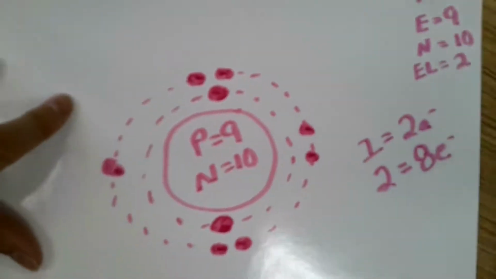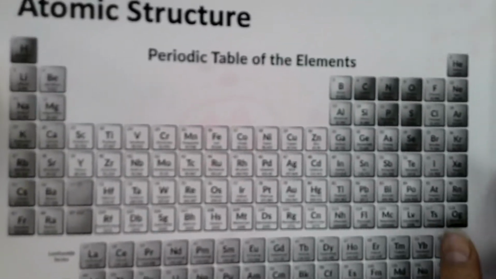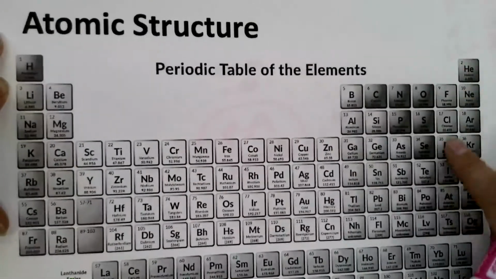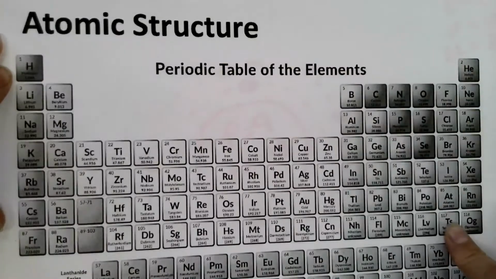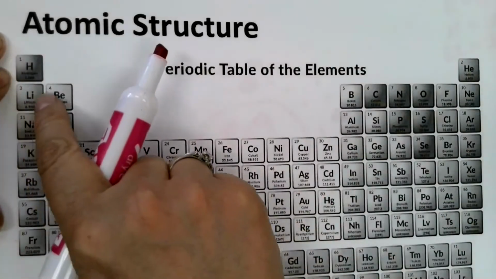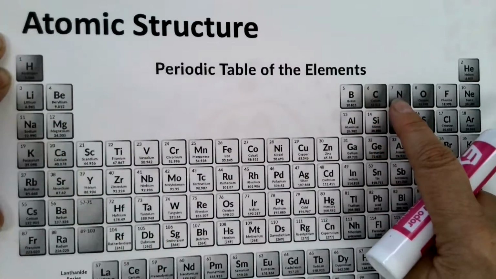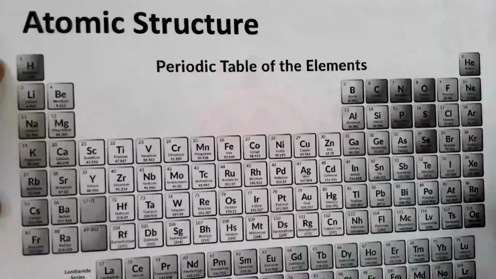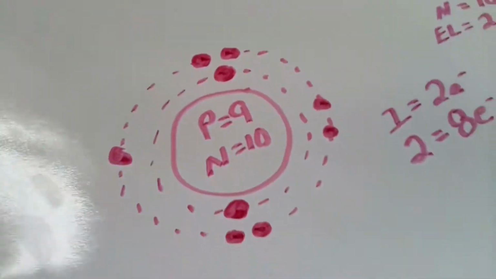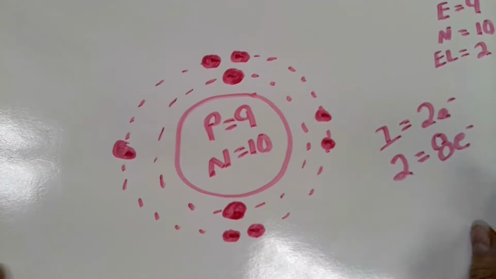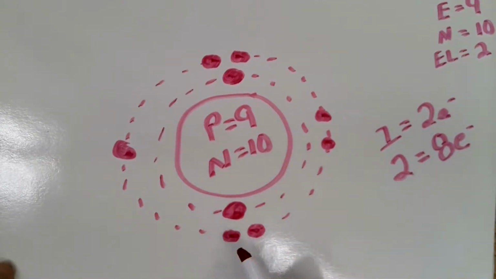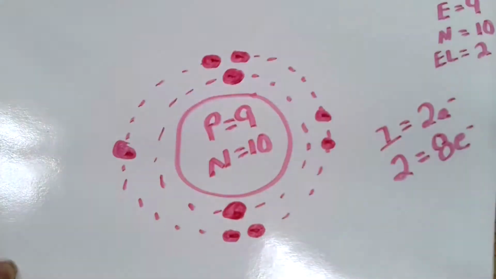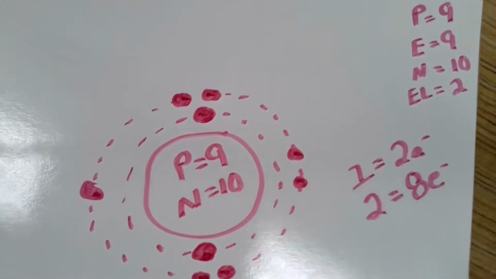Now, remember what we talked about with valence electrons and how we determine them? All of my atoms in this group right here have 1, 2, 3, 4, 5, 6, 7 valence electrons. And if we look at the definition of valence electrons, it's the number of electrons in the outer energy level. Well, look what we have here: 1, 2, 3, 4, 5, 6, 7. 7 electrons in the outer energy level.